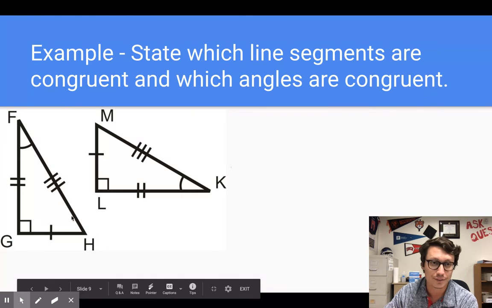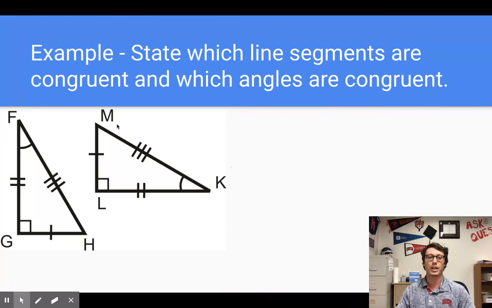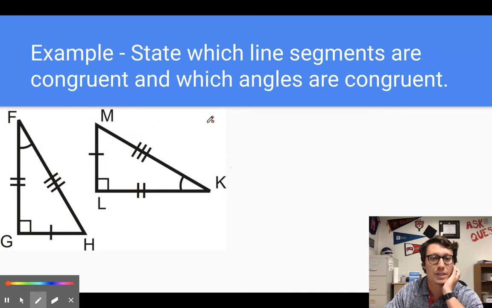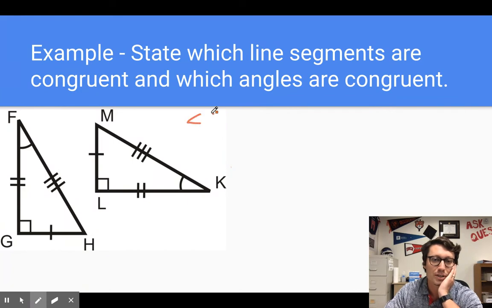Okay, so example, state which line segments are congruent and which angles are congruent. It's really easy to do angles, right? We see that one bubble matches with one bubble, so that means that angle F is congruent and corresponding to angle K, and both of these are right angles. So we can see that angle G is congruent to angle L.